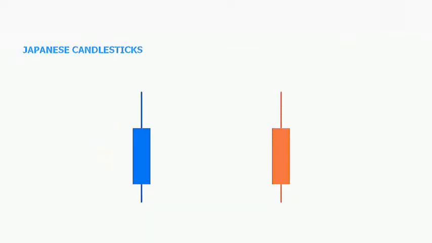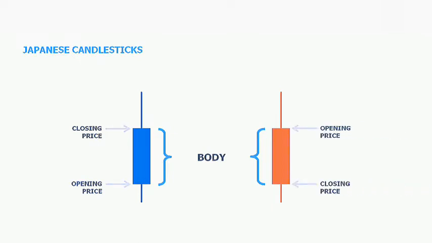Interpreting a candlestick is easy. The thick part is called the body. It represents the prices at the beginning and at the end of the period. If the candle is blue, the price moved up during the period. So the opening price is at the bottom and the closing price at the top. If the candle is orange, the price moved down during the period. You will find the opening price at the top and closing price at the bottom. The thin parts are called wicks, and they show you the maximum and minimum price during the period. The candle will remain blue if the price closed above the opening price, and it will remain orange if the price closed below the opening price.